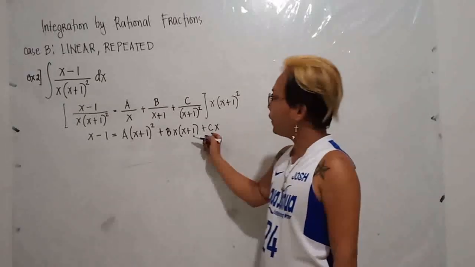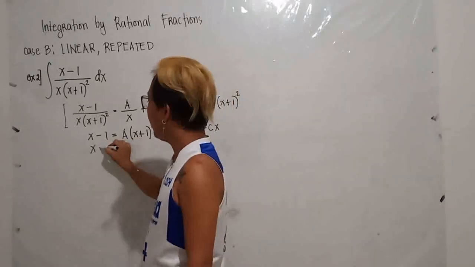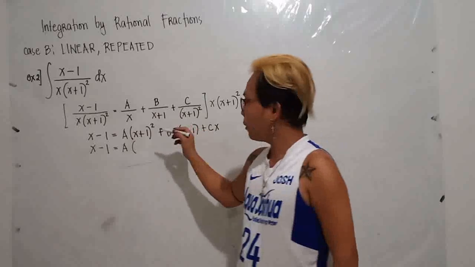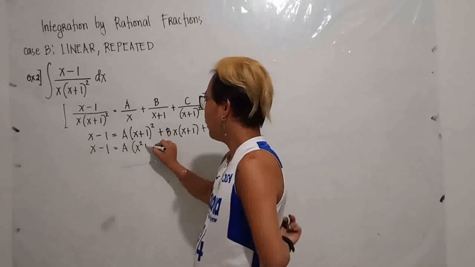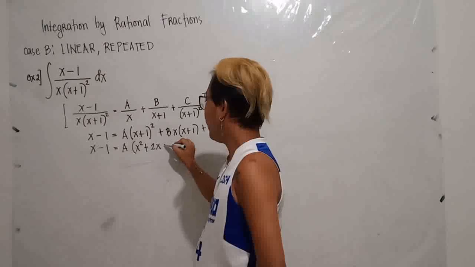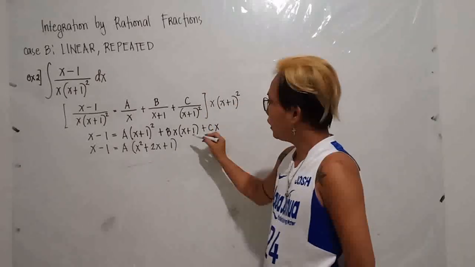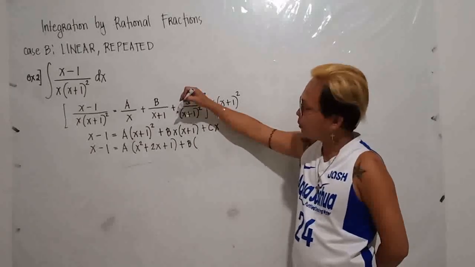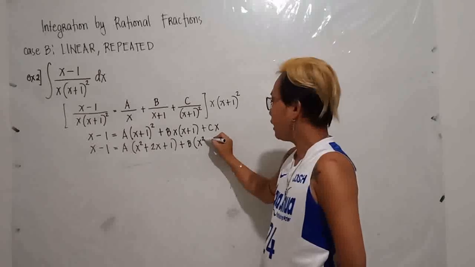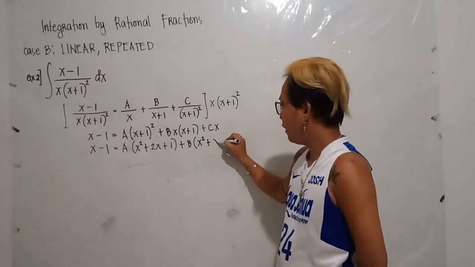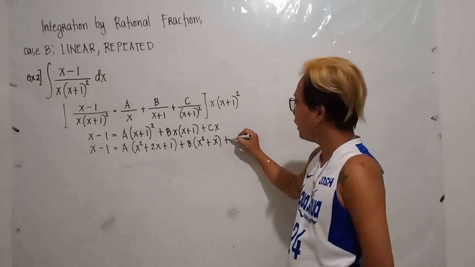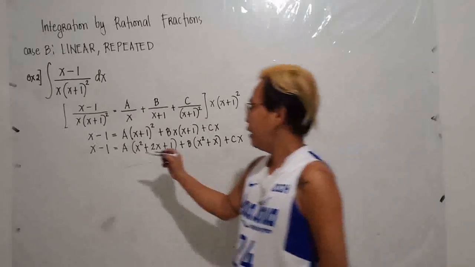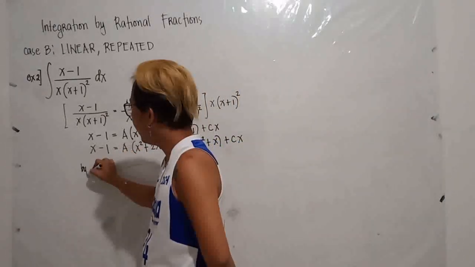Now, simplifying first this equation, you will now have x minus 1 equals A multiplied to x plus 1 squared, which is x squared plus 2x plus 1. Then pagdating kay B, you will now have to distribute x kay x plus 1. So you will have x squared plus x. Then pagdating kay C, it's the same as cx. Now we will do again the by degree method.